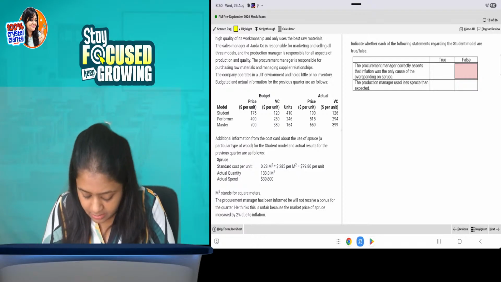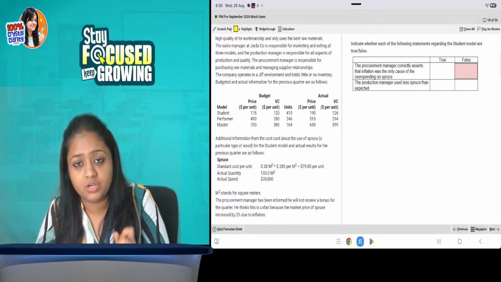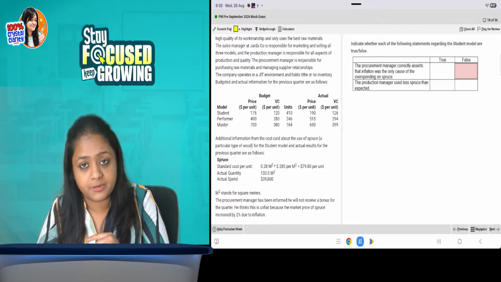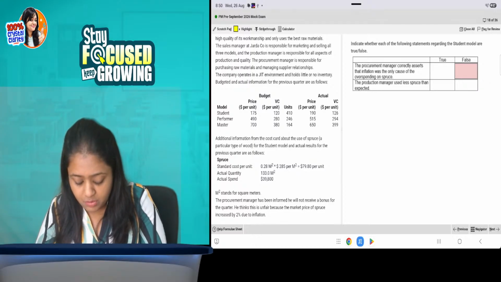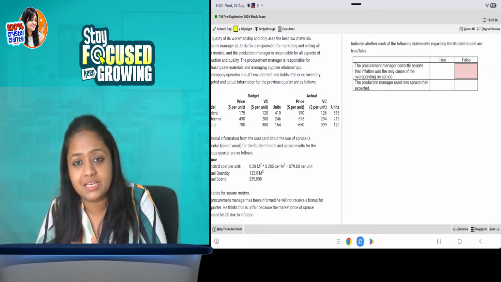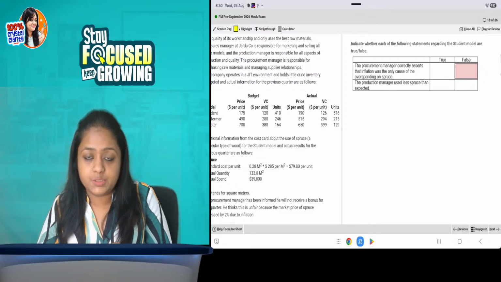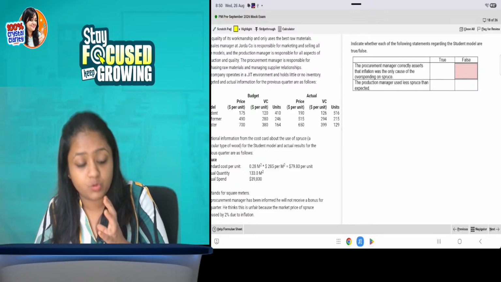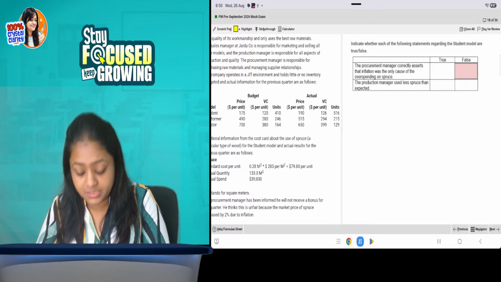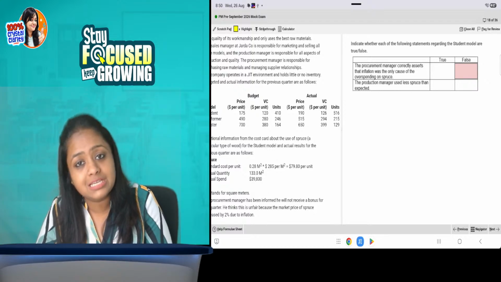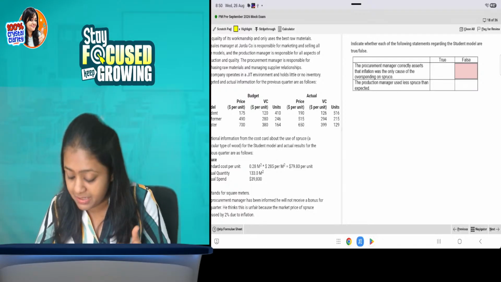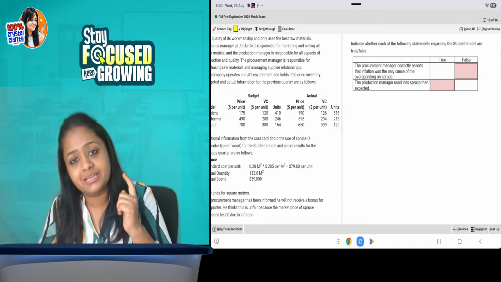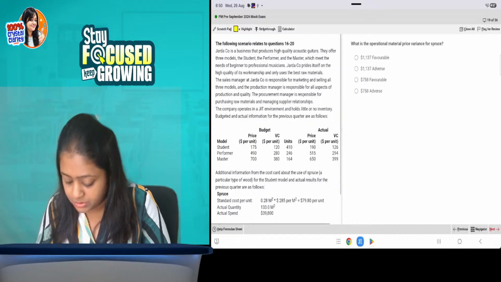See here, the standard cost card says that one unit requires 0.28 square meter, and it's only relating to the student model. The student model actually requires 516 units. So as per standard, they should have used 144 square meters, but they have used 133 square meters. So this is a correct statement. Hence I will select true, and it is correct. Let's go to the next one.